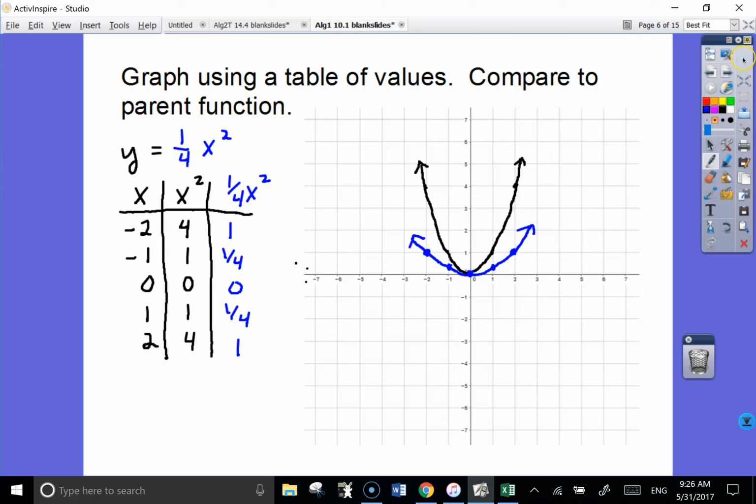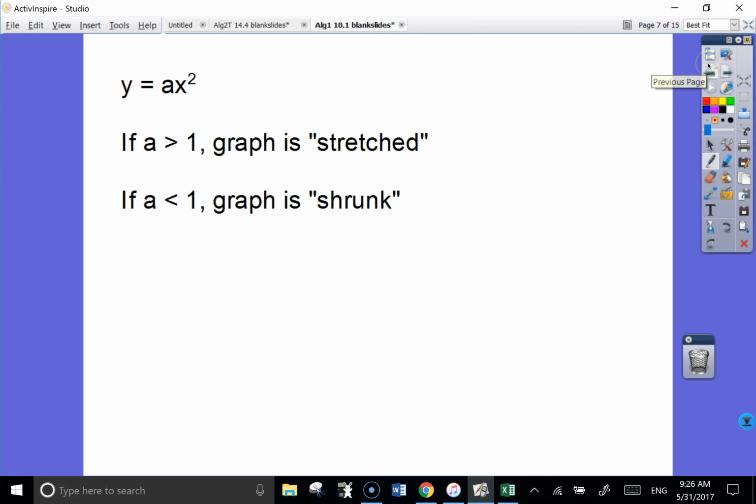Okay, so we have new vocabulary words for that. If the number you're multiplying by is greater than 1, you call it a stretch. It's stretching the graph this way. If the number you're multiplying by is less than 1, that's called a shrink. It's kind of flattening it out, making it look wider, right? So those are two words, stretch and shrink. If the number in front of the x squared is greater than 1, stretch. If it's less than 1, shrink.